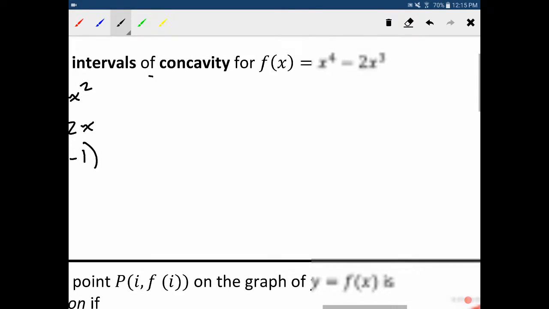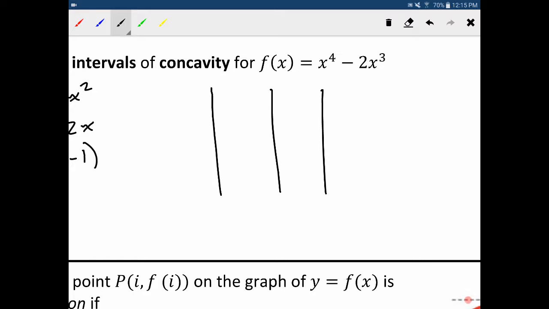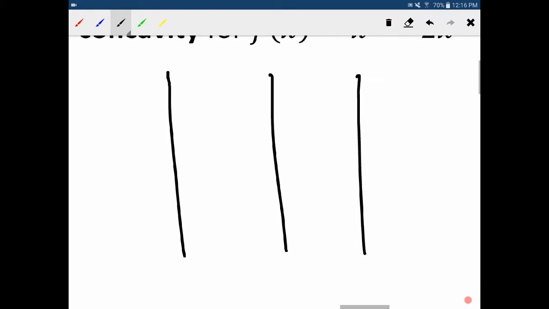Now we get to do another one of these interval charts that we love so much. We'll write out the intervals as x is less than 0, then x is between 0 and 1, and then x is greater than 1.